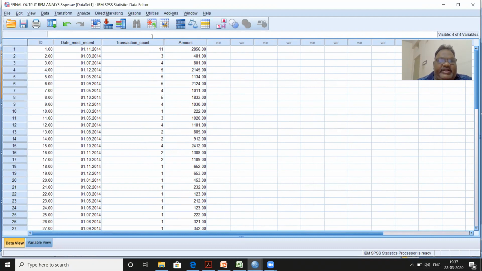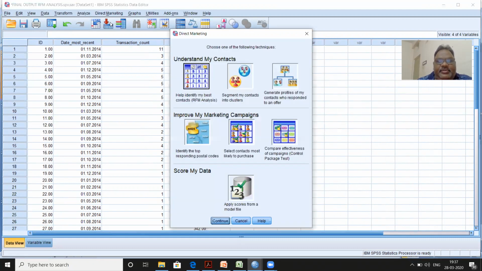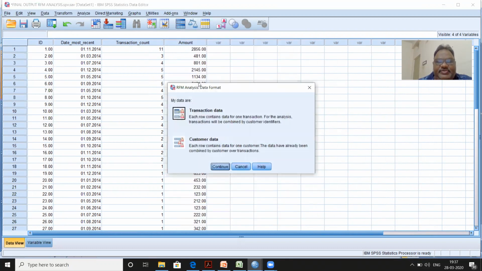First, what we will do: go to direct marketing. Everyone, please go to direct marketing. Choose technique. There is something called RFM analysis. Click that. There are two kinds of data: one is customer data, another is transaction data. Here we have customer data because you have ID numbers 1, 2, 3, 4. These are the customers, and for each customer we have data on when he visited last time, how many times he visited, and how much money he spent. So this is called customer data.